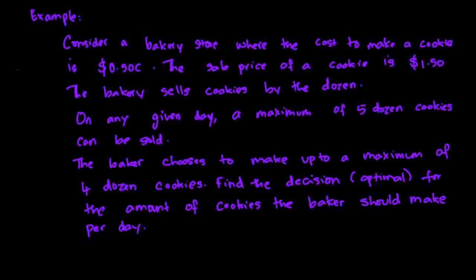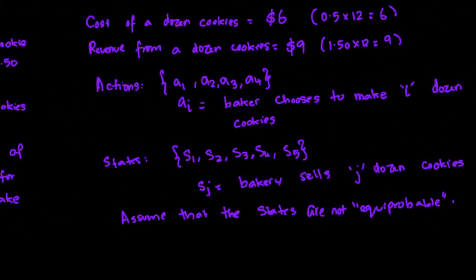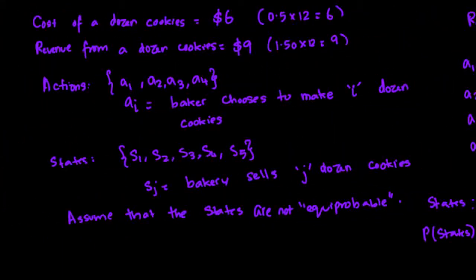The objective is to find an optimal decision. We have iterated in the previous videos that the cost of a dozen cookies would be $6, and revenue would be $9. There are 4 actions corresponding to the number of dozens of cookies the baker would choose to make, and there are 5 states. Those states correspond to the number of dozens of cookies that the bakery would sell.